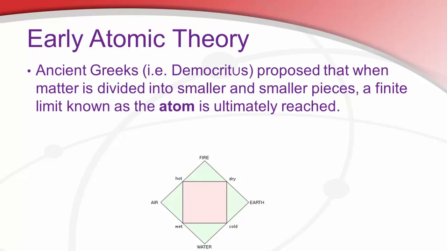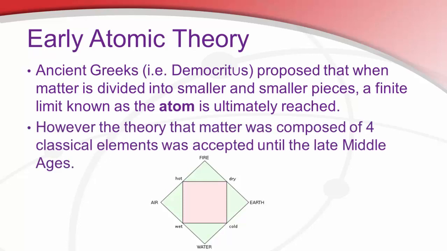What's interesting is that theory was essentially abandoned, and for almost 2,000 years it was accepted that there were four classical elements, and mixtures of these created anything you could name. So you could mix together fire, earth, water, and air in varying proportions in order to get iron, water, or what have you. And this theory, in fact, remained until the late Middle Ages, so for a very, very long time.